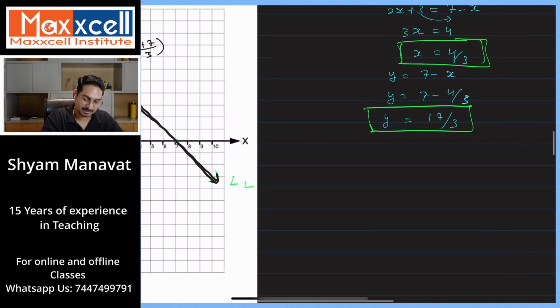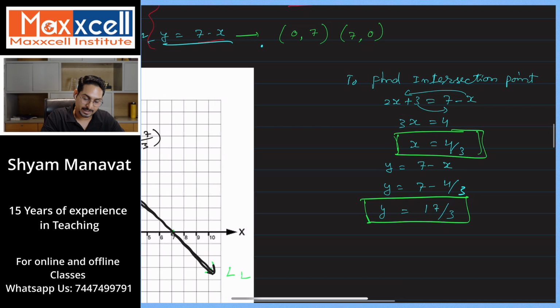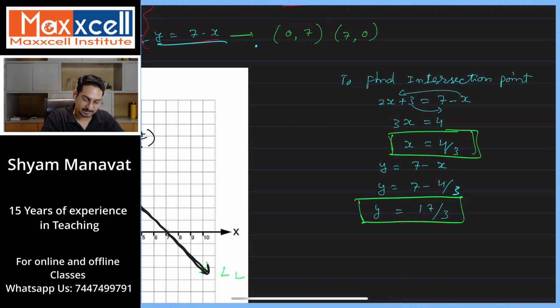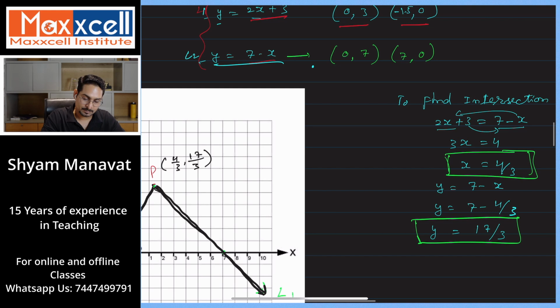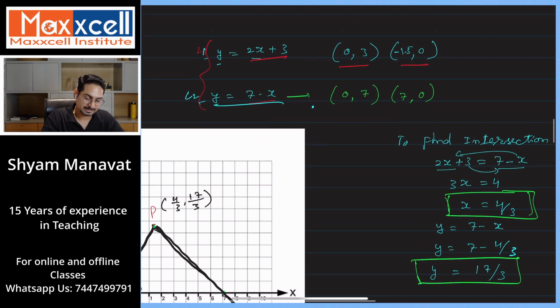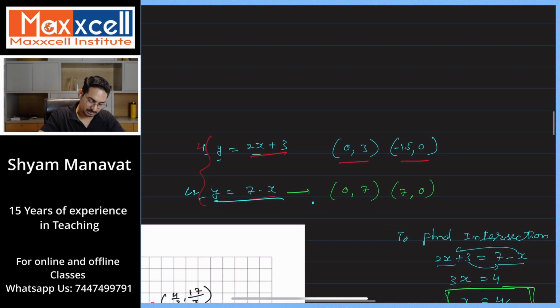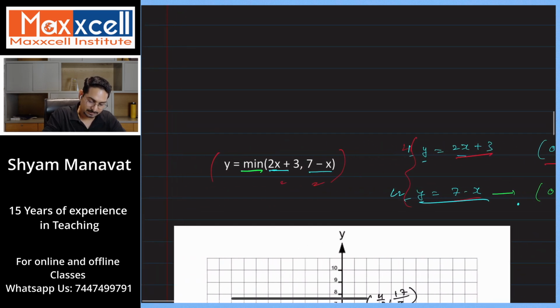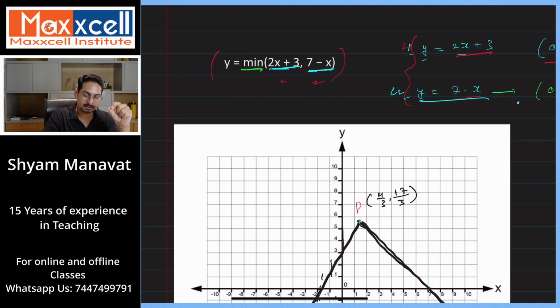How did we find this P? You remember? To find the intersection point, we make both expressions equal. What is the expression? 2x plus 3 equal to 7 minus x. Where did this come from? If you see the question, yes, 2x plus 3 and 7 minus x. If you put both of them equal, you will get that point after which the graph changes its slope, its direction. So to find that intersection point or common point, we equate the given expressions inside.